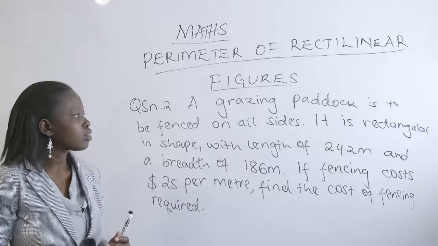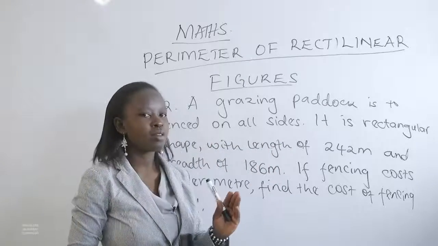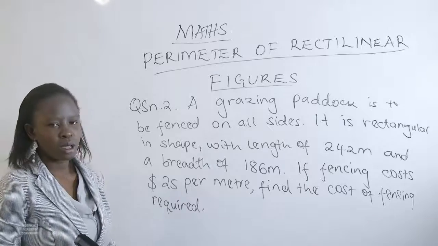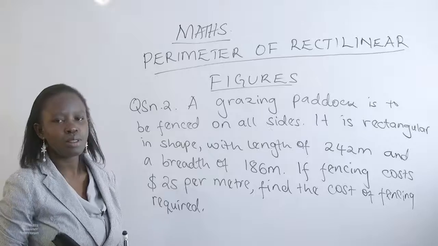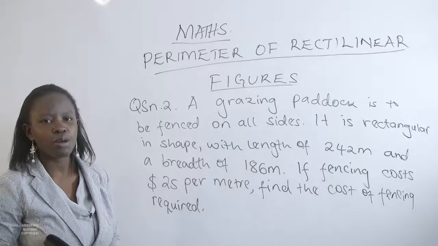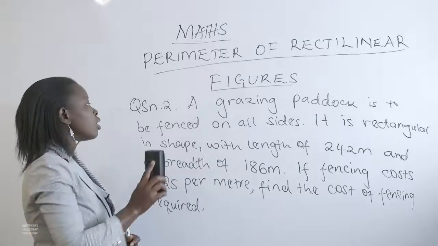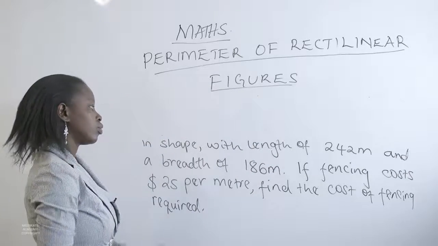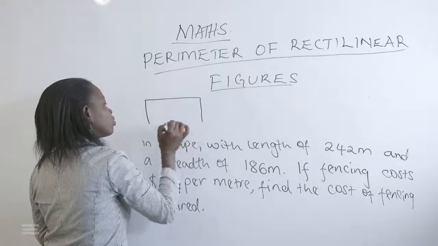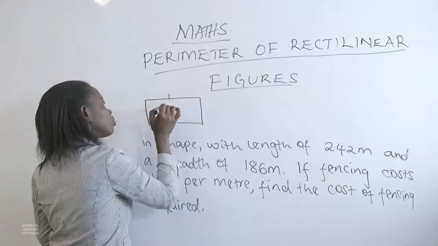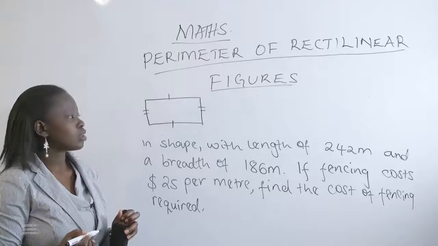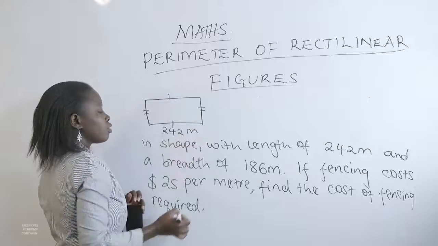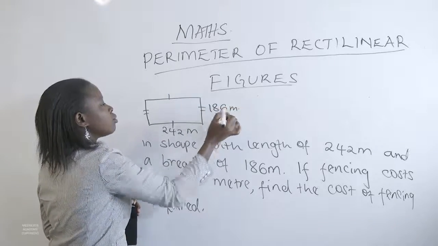The first thing, if this paddock is being fenced on all sides, there is no side that is being left. So we are simply getting the distance around the given grazing paddock. So whatever we are doing is getting the perimeter of the given paddock. We are being told that our paddock is rectangular in shape. So we can just make a sketch of that given paddock. Being rectangular in shape, it means that the two opposite sides are equal. So the length of this paddock is 242 meters. The breadth is 186 meters.